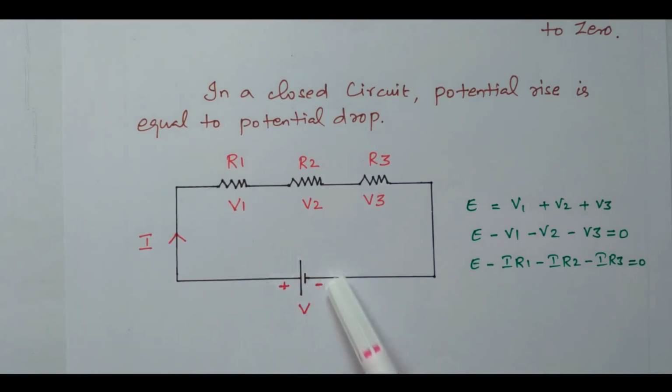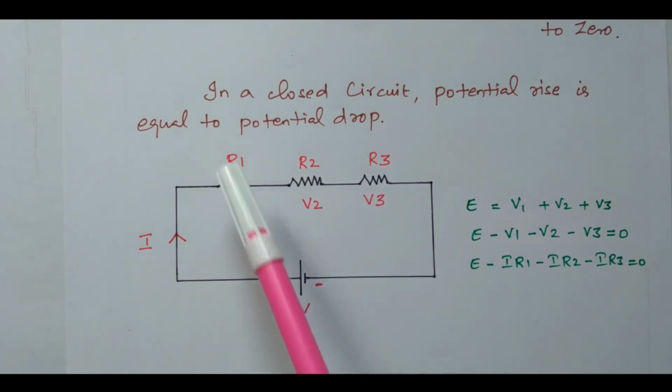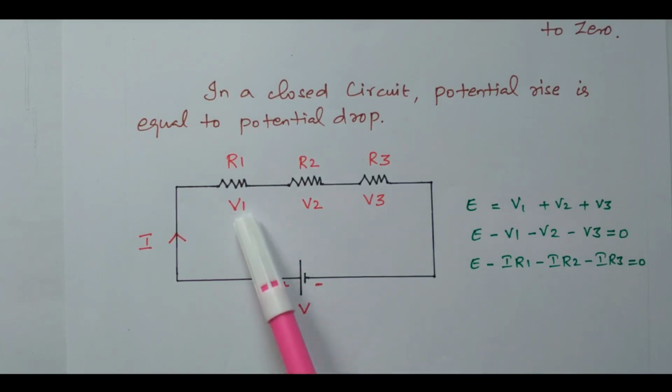So this is the supply voltage. It's called a potential rise. The potential is given from this voltage source. What is given to the circuit by this voltage source is dropped across R1, R2 and R3. This is called potential drop. The applied potential is the potential rise. That potential is dropped across three resistors.